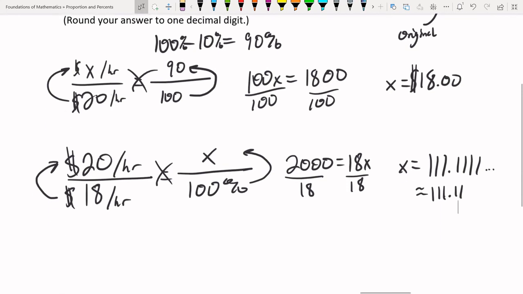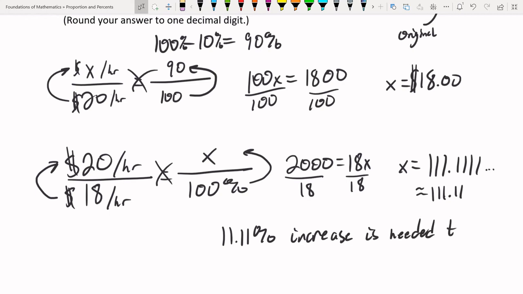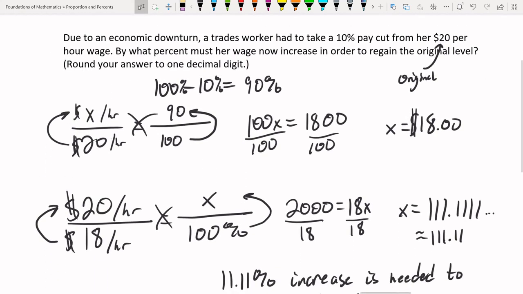What does this mean? This means that she must get an increase of 11.11% to regain $20 per hour. It's not the 10%, right? If you make less money, you have to get a bigger increase to get back to what you originally started with. That's why it's kind of a big deal to take a pay cut. It might take a lot longer to get back to where you originally started than you would think.